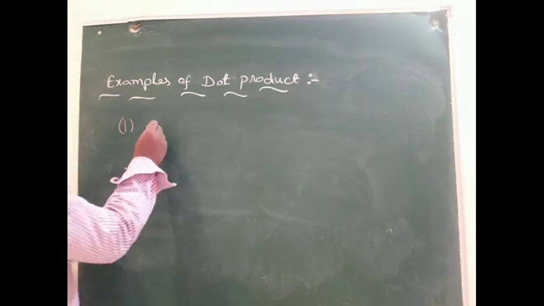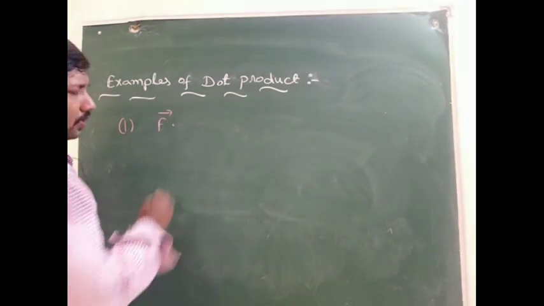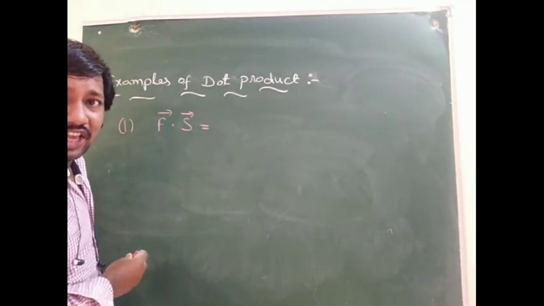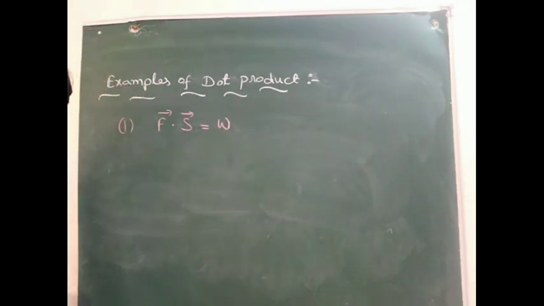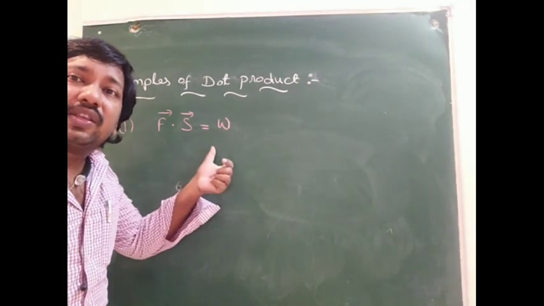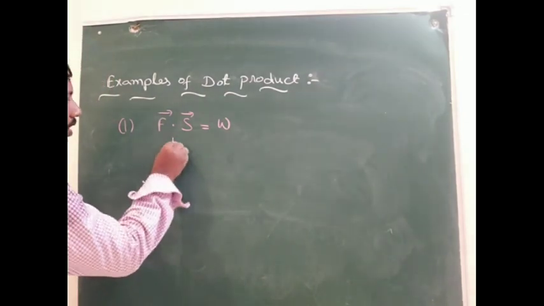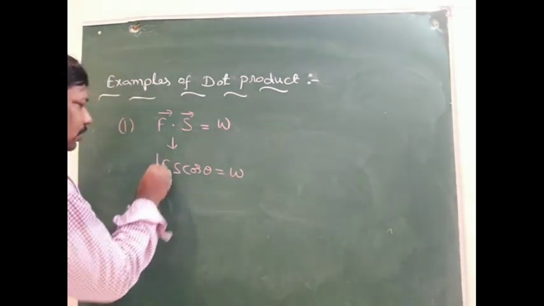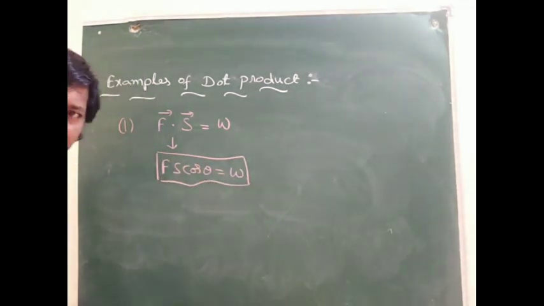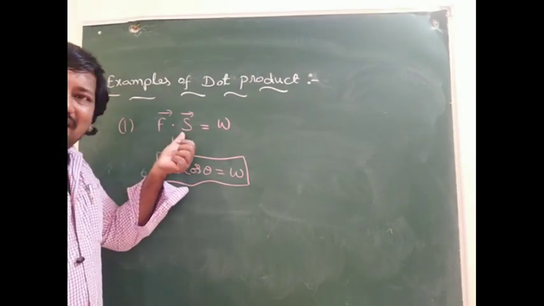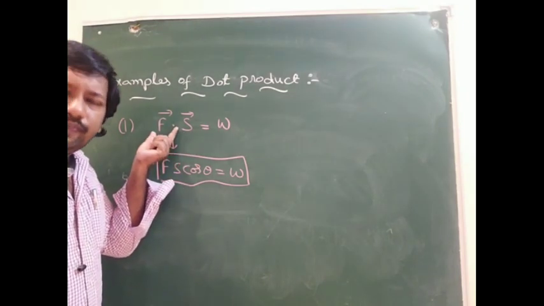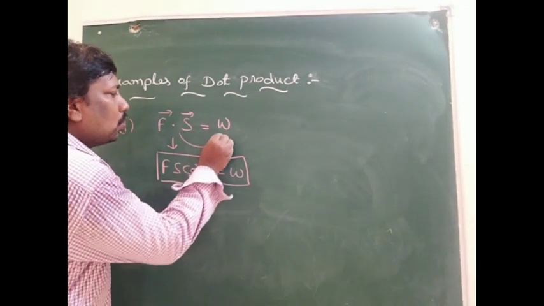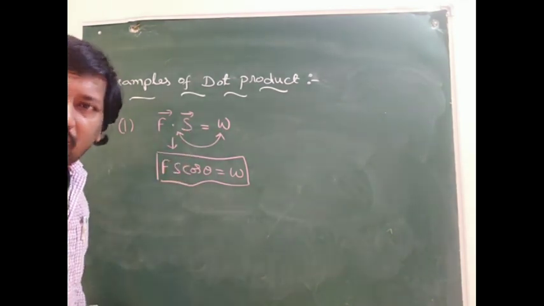The first example is the dot product of force and displacement vectors, which gives work done. Work done is a scalar. In this situation, Fs cos theta is equal to W, where W is the work done. Force and displacement are the two vectors. The dot product of two vectors gives one scalar, and that scalar is work done.